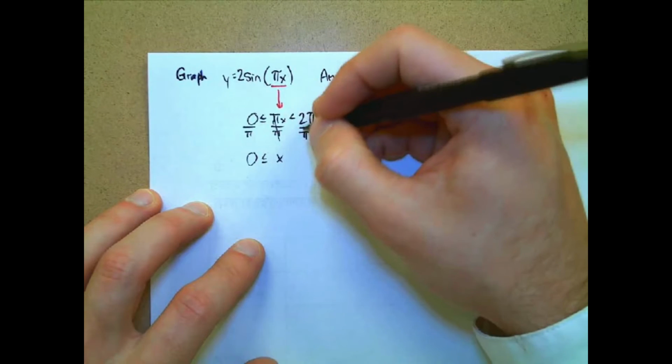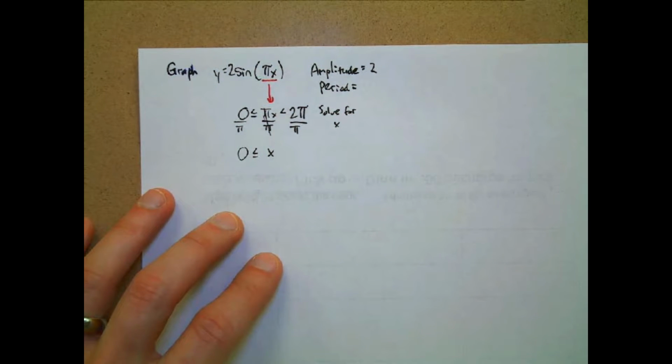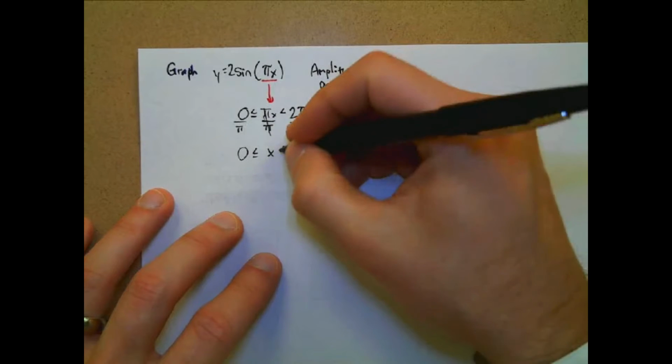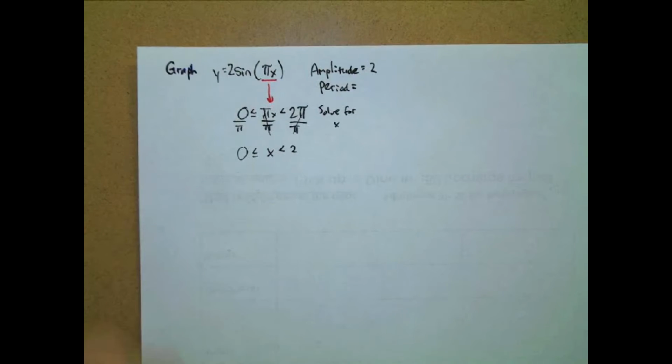What's 2 pi divided by pi? What's it going to result in? 2 pi divided by pi leaves us with just what? 2. Yeah, 2. Okay, the pi's cancel.